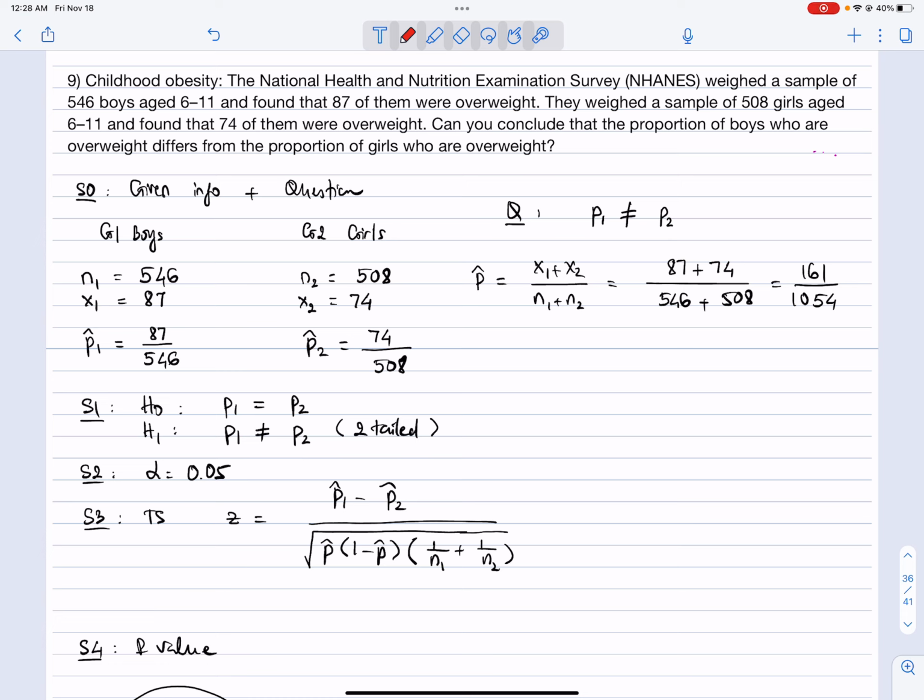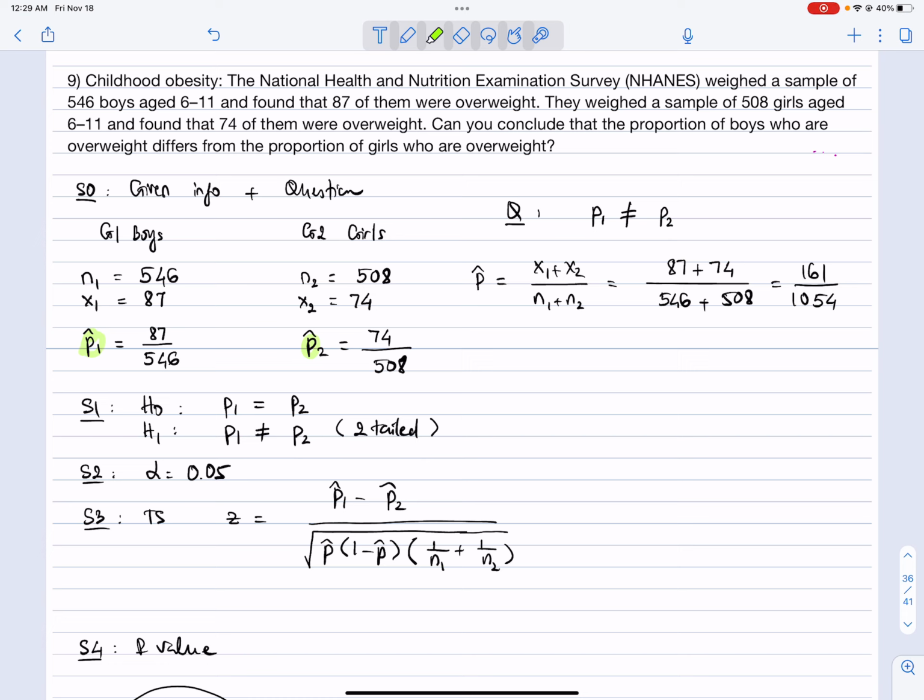overweight? So we have two groups in this case, and for the sample size, X is a part of it. So we have the overweight is 87 boys. For the girls, total is 508, and the part of that is 74 overweight. So right away, we can find P hat 1 and P hat 2. They are the sample proportions.